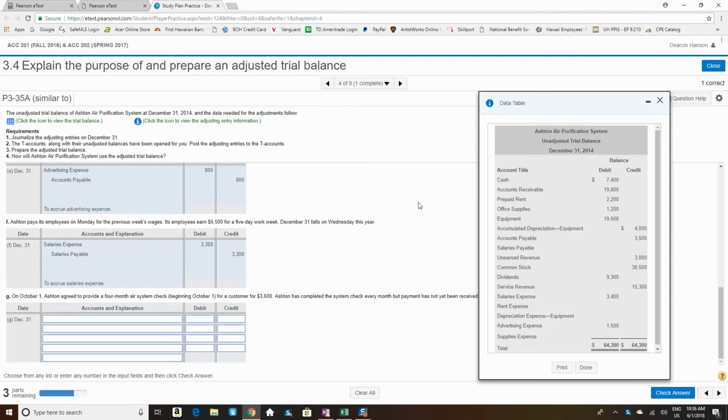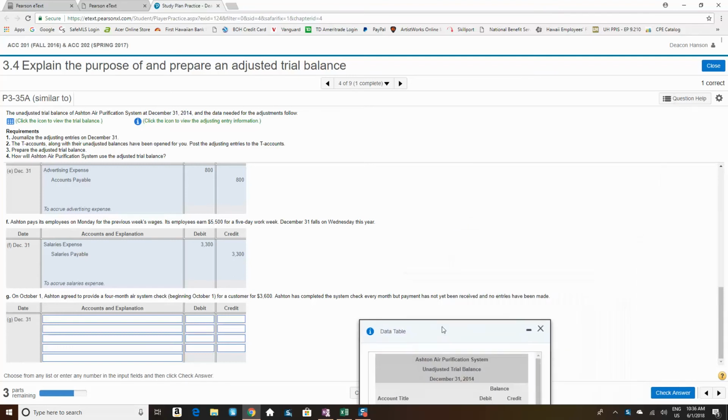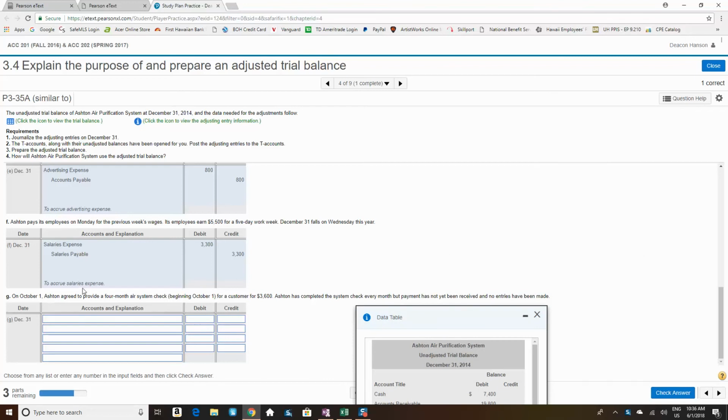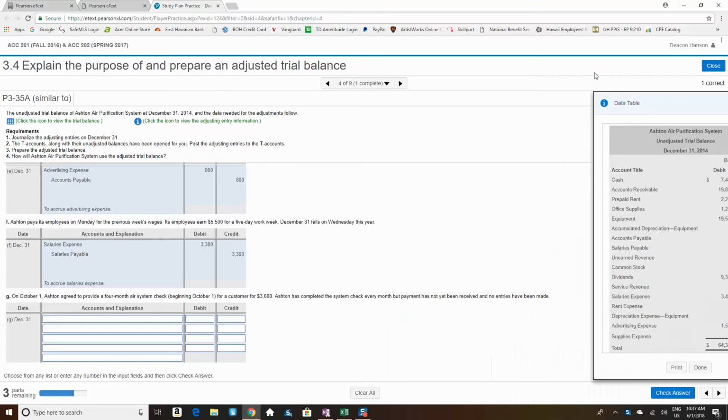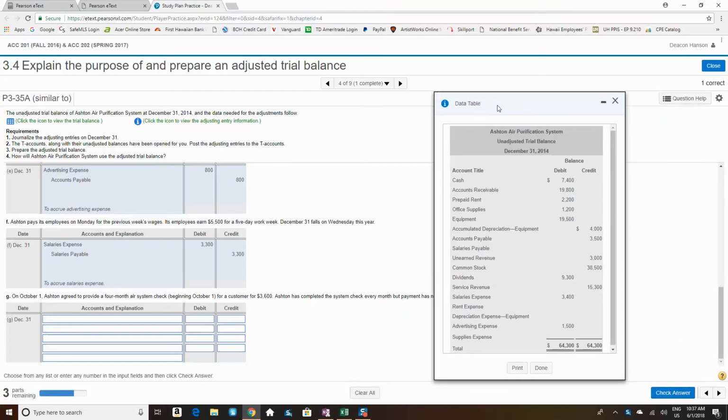Okay, let's see. Now down here it says, on October 1st, Ashton agreed to provide a 4-month air systems check beginning October 1st for a customer for $3,600. Ashton has completed the system check every month, but payment has not yet been received and no entries have been made. So what's happening is, this is kind of the opposite of unearned revenue. This is actually an accrued revenue.